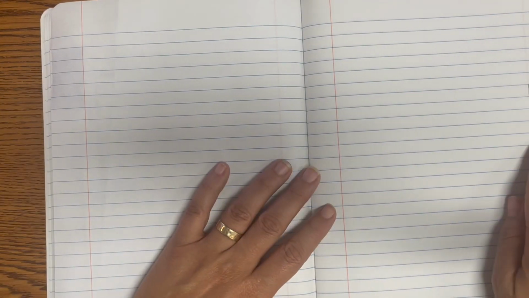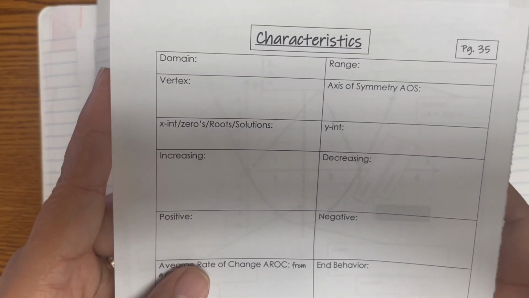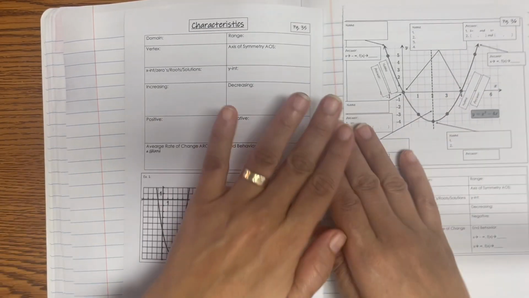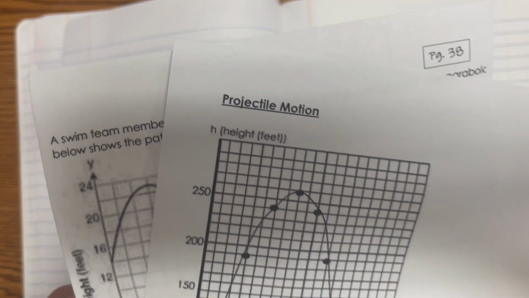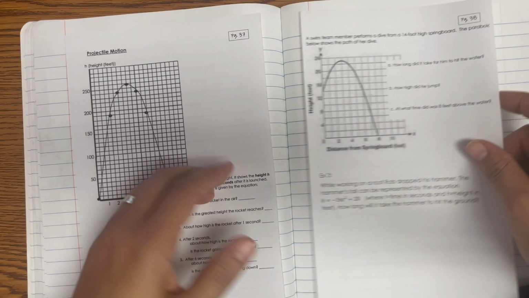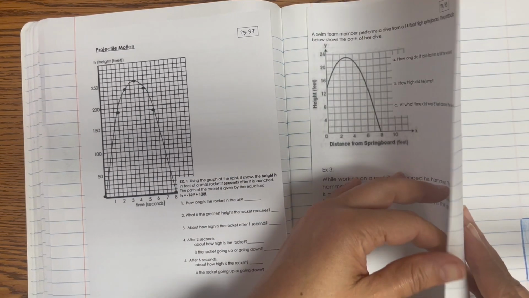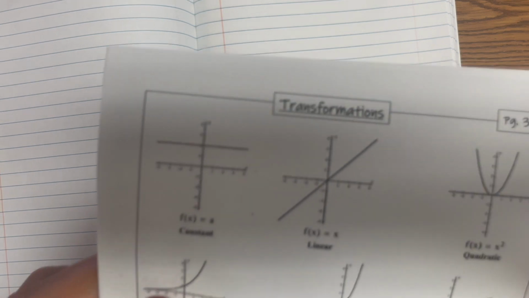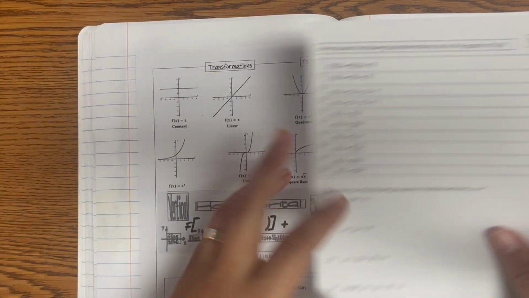All right, on the next page, I should have characteristics. Again, make sure that you're putting them in the right spot. So all I'm doing is just putting them where they need to go. The next one should be projectile motion. Making sure I put the page numbers in order. The next one should be transformations. And if you have this in order, then you wouldn't have a problem.